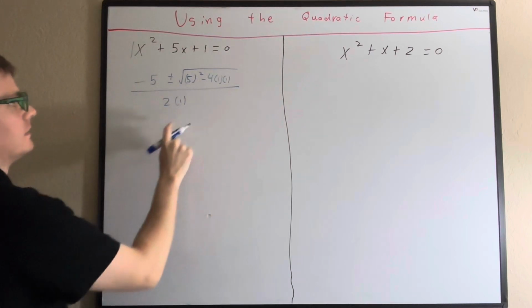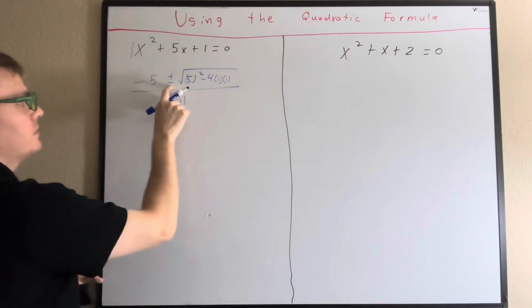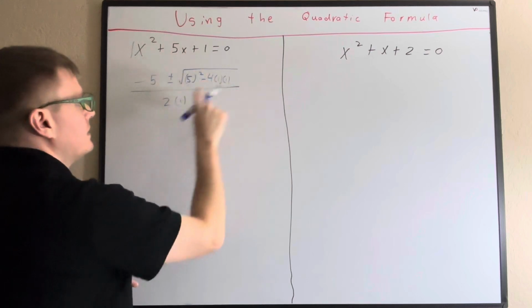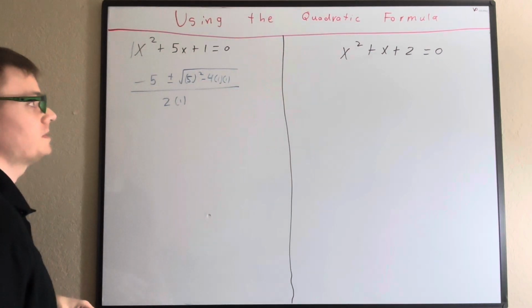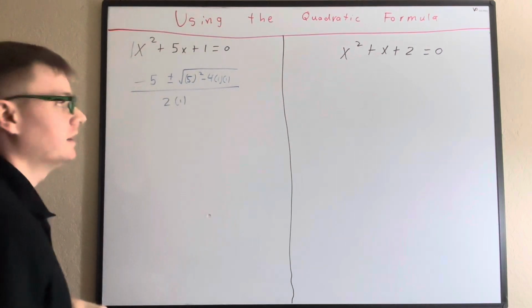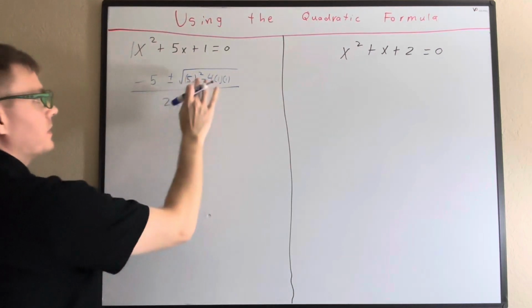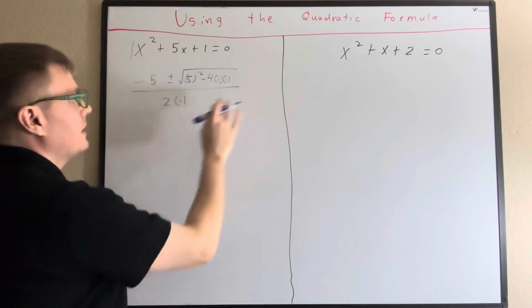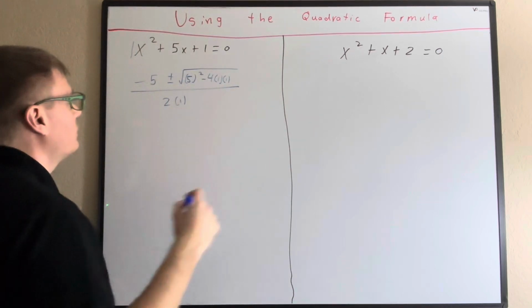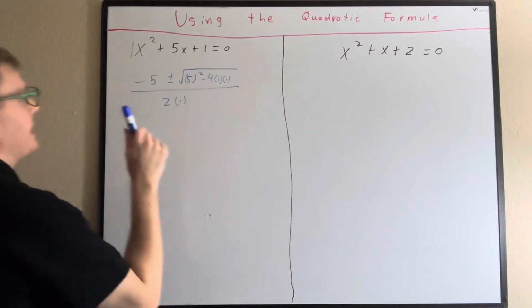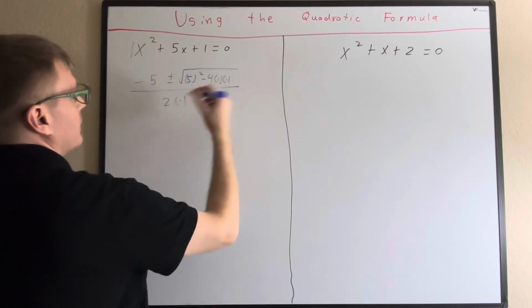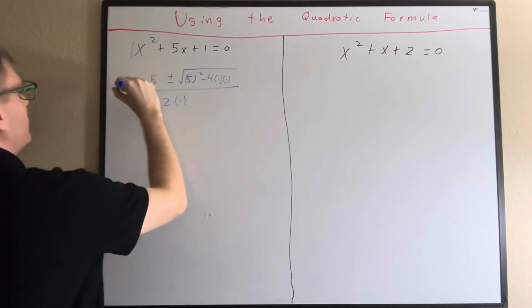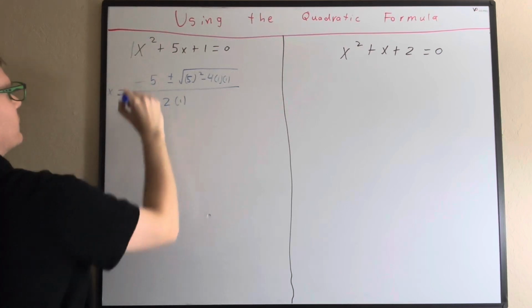A is 1 again. Negative b plus or minus the square root of b minus 4ac all over 2a. I've said that so many times, but that's how you memorize it. You got to say it. Negative b plus or minus the square root of b squared minus 4ac all over 2a. Say it over and over and over until you got it. Now, that is equal to x.